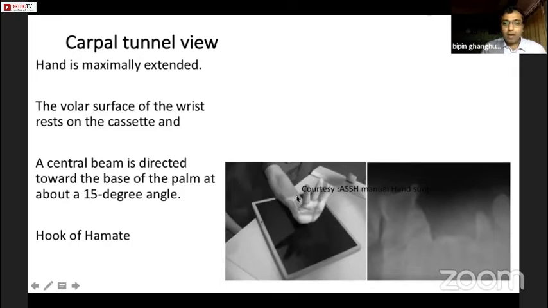This view is for hook of hamate fractures, mostly in those who ride bicycles, or from an injury on the ulnar side of the palm. In this case, the hand is maximally extended and the volar surface of the wrist rests on the cassette. The central beam is directed towards the palm at 15 degrees. So this is a very important view to note the hamate. This is the hamate and this is the pisiform.